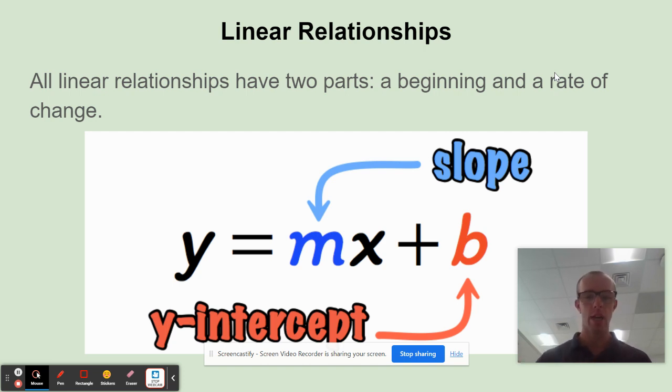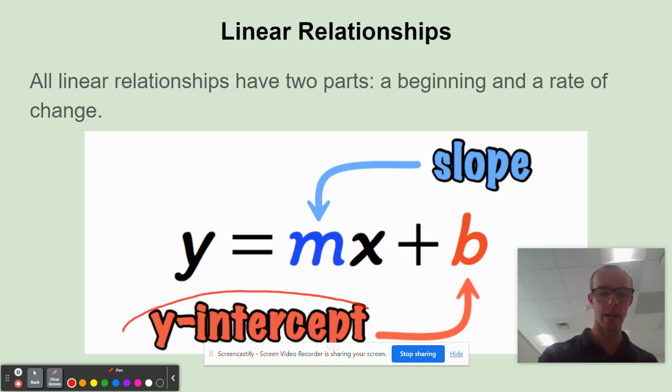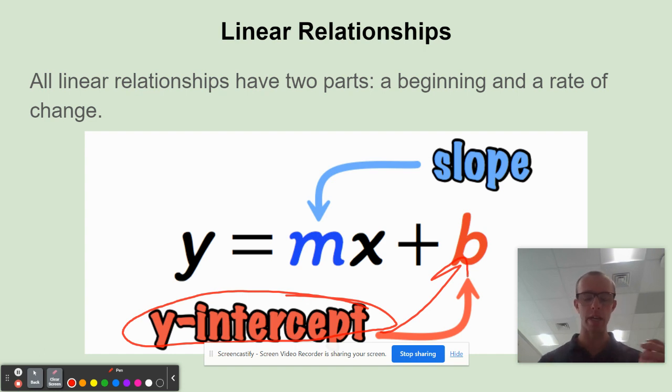So let's dive in. The most important thing to understand here is that all linear relationships have two parts: a beginning and a rate of change. And that rate of change, for it to be a linear relationship, has to be constant. So you might think of something like, I start with $10. That would be your beginning or y-intercept, right? We call the beginning the y-intercept here. It's where you begin.